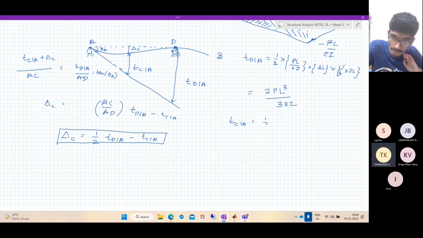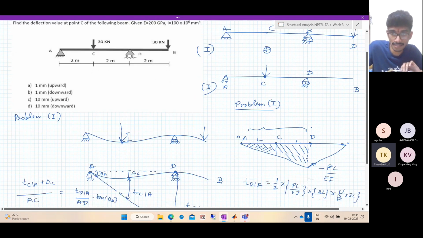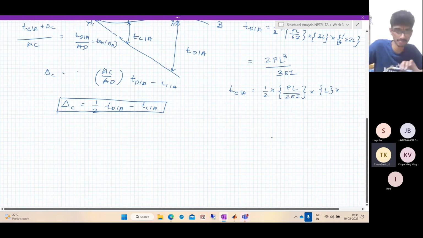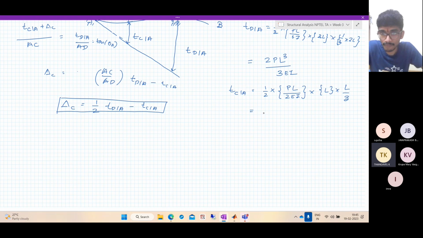And what is TC with respect to A? Simple, same. Half. The intensity is PL by 2EI because it is halfway. And what is the length? L. And where does it act? TC with respect to A, so the smaller triangle. It acts at L by 3. So this is nothing but PL cubed by 3 into 4, so 12EI.